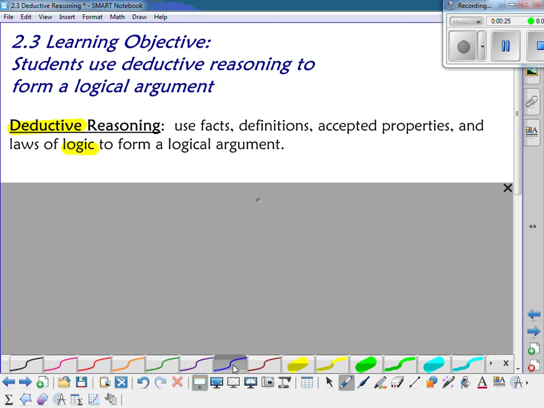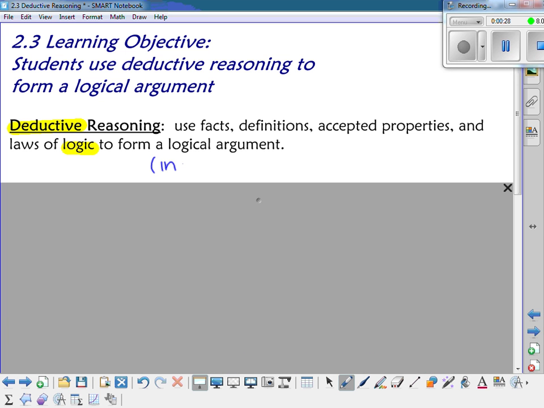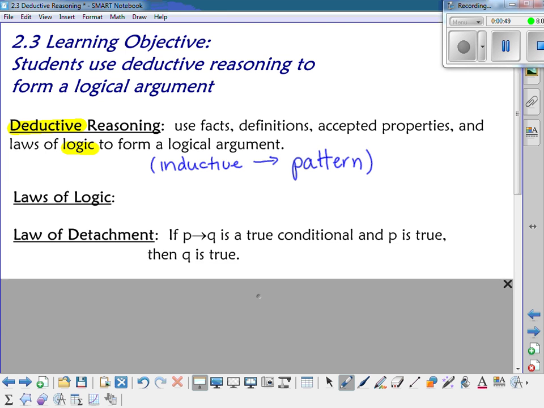And if you remember before when we talked about inductive reasoning, what did we use to make a conjecture? We looked for a pattern. Okay, so deductive reasoning uses logic, inductive reasoning uses patterns. So we have a couple of laws of logic.